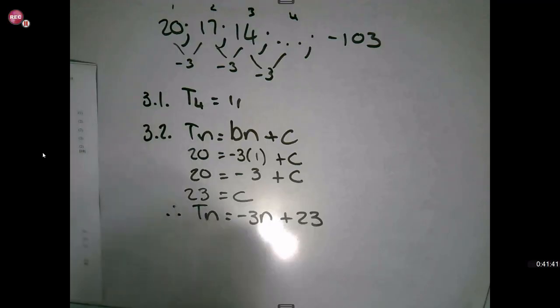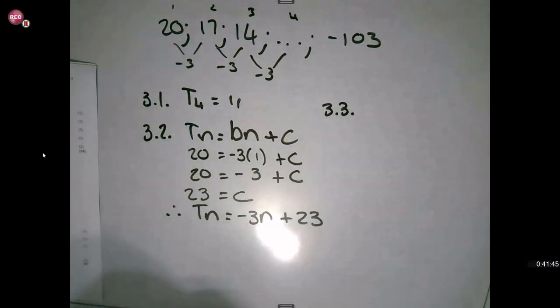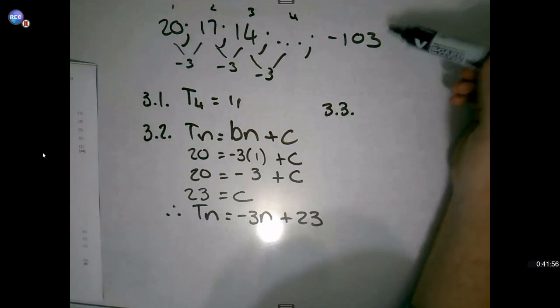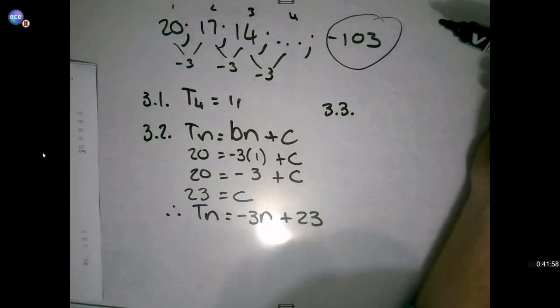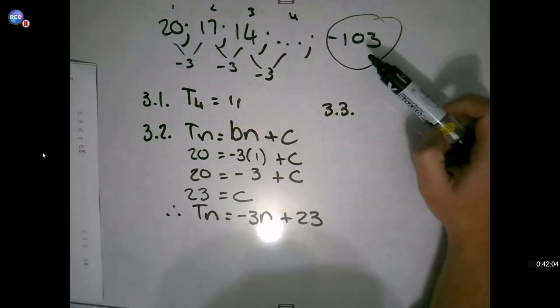Then, question number 3.3, I'm going to do it right here. Sorry if it feels like I'm all over. Calculate the number of terms in the sequence. You then need to go and use the last number that's there to calculate the number of terms that they've got in the sequence all the way up to negative 103.